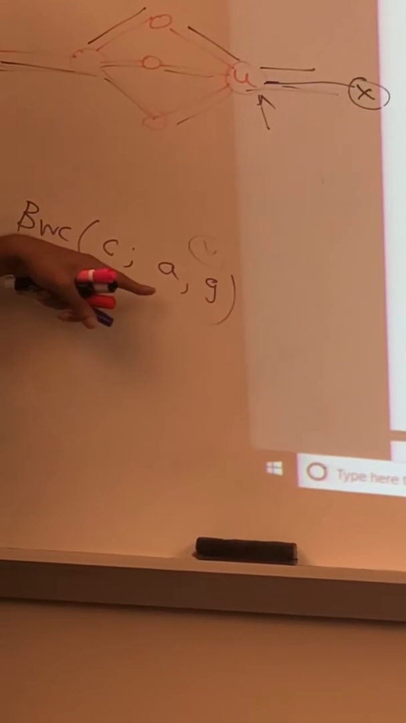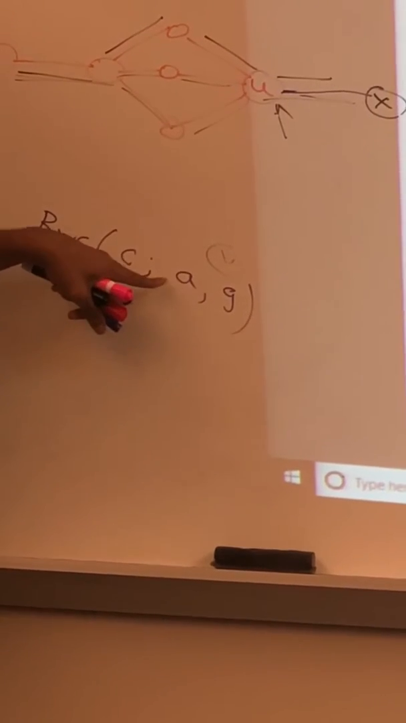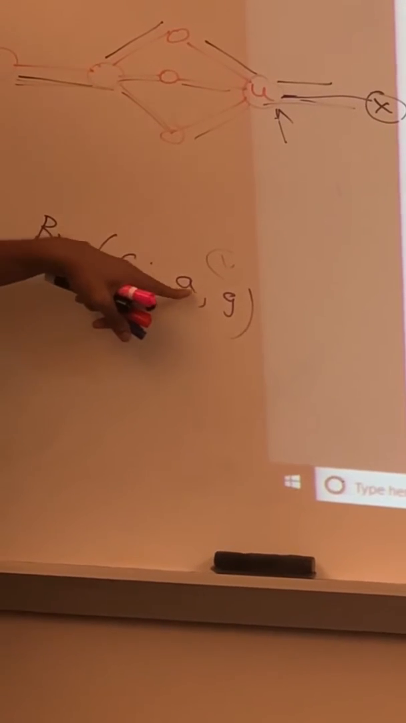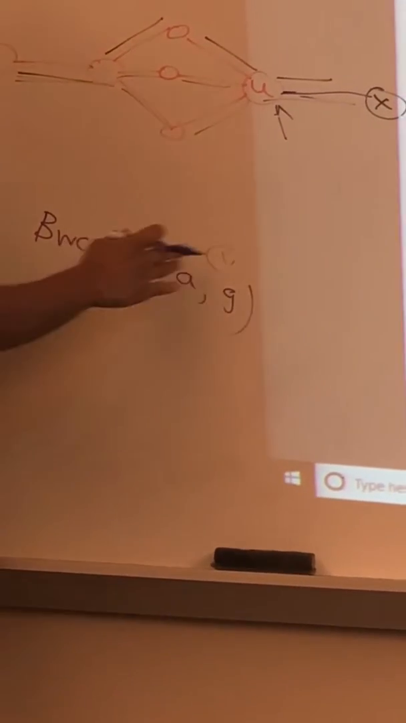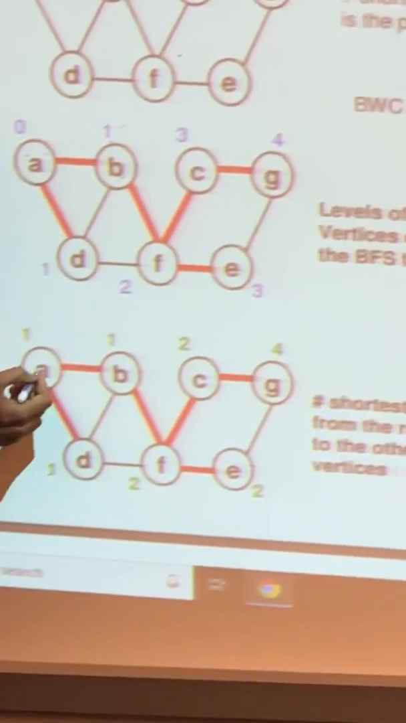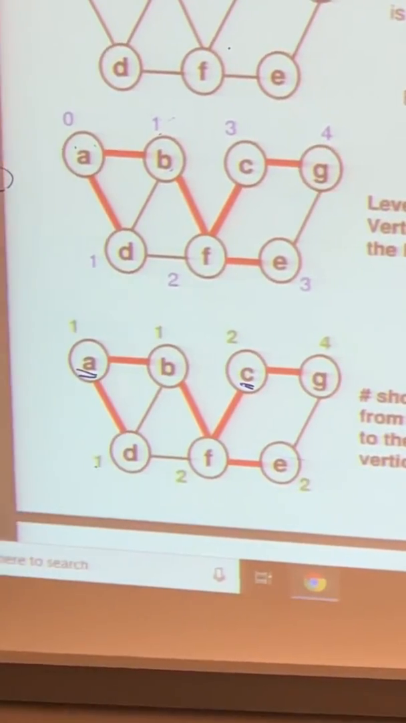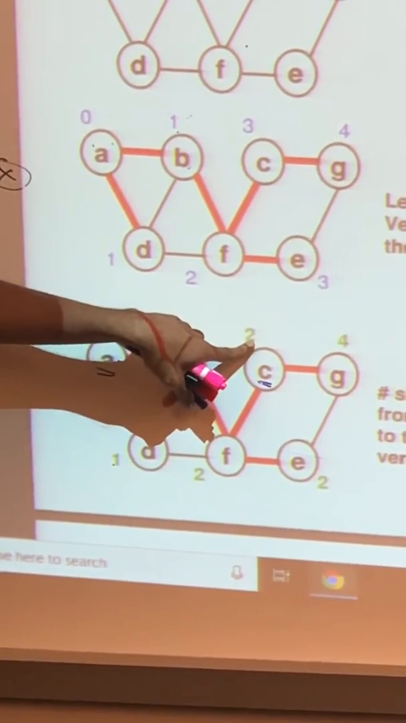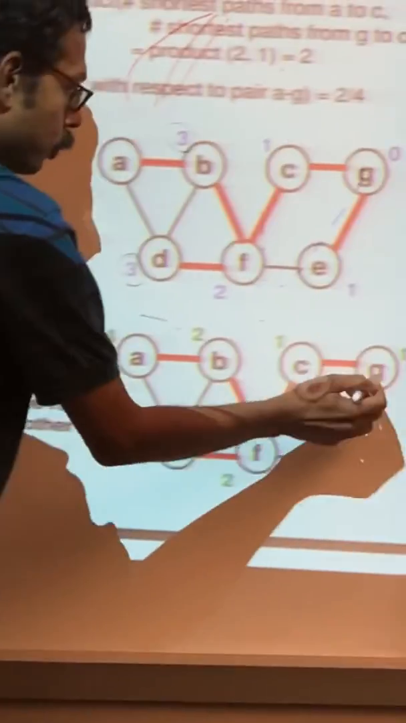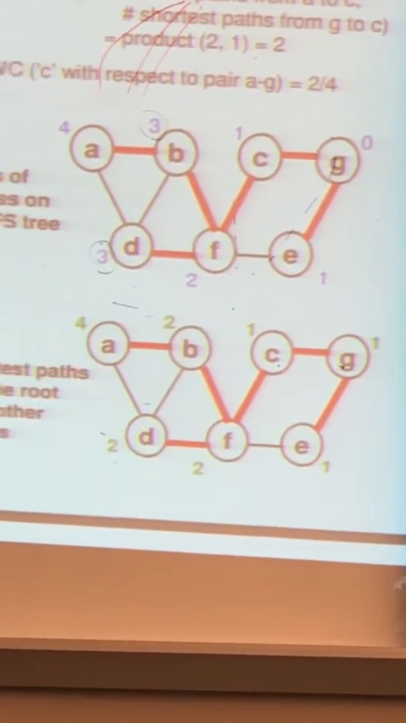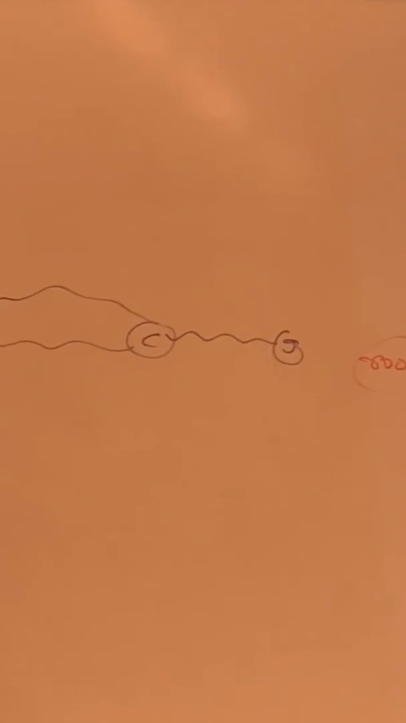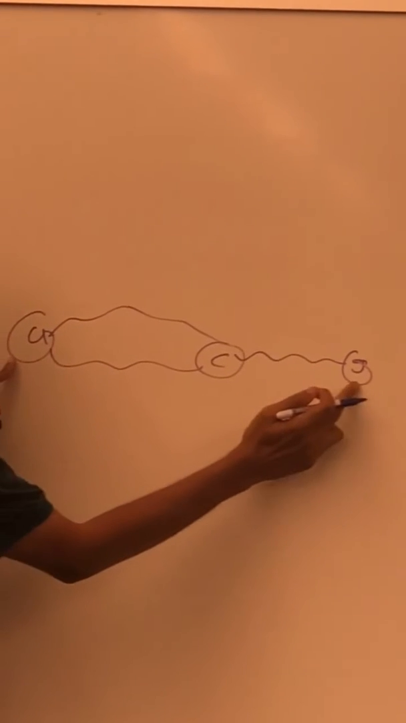Of course, first let me finish the fraction. So to find the fraction of the shortest paths between A and G that go through C, find first the number of shortest paths from A through C. The number of shortest paths from A to C is 2. What's the number of shortest paths from G to C? 1, right? So from A to C, you have 2 shortest paths. From G to C, you have 1 shortest path, right? So how many shortest paths are there from A to G that go through C?